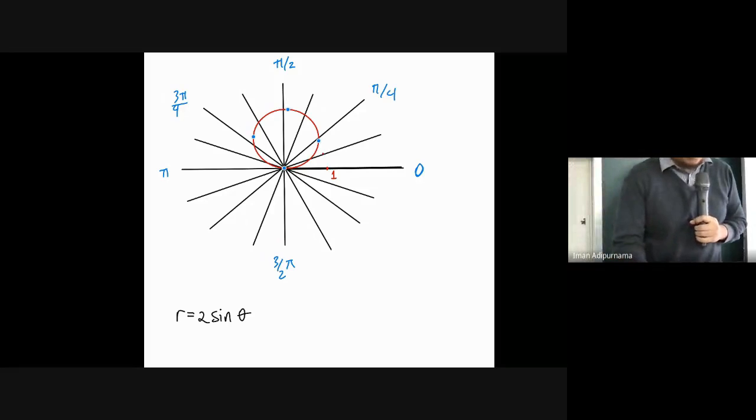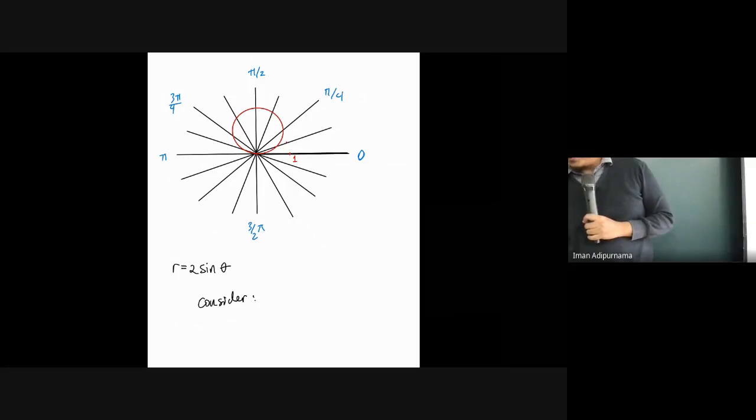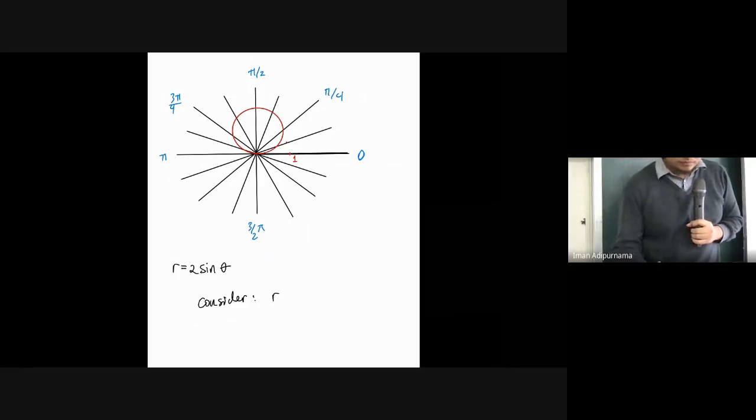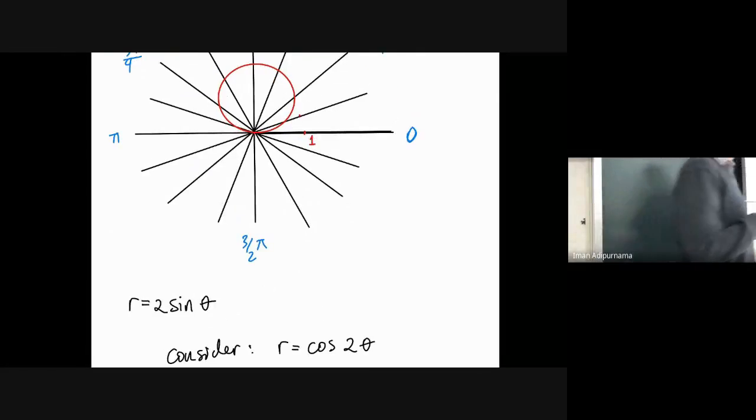Let me give you another example for drawing and see whether you can make some conclusion or not. Consider, let's say we have now 2 theta. So r is equal to cosine 2 theta. Can you try to imagine what the graph looks like? Cos 2 theta, by implementing the same idea from the polar.